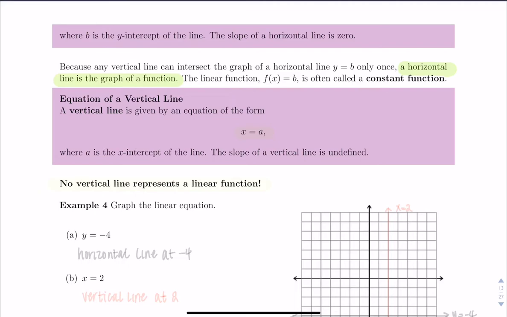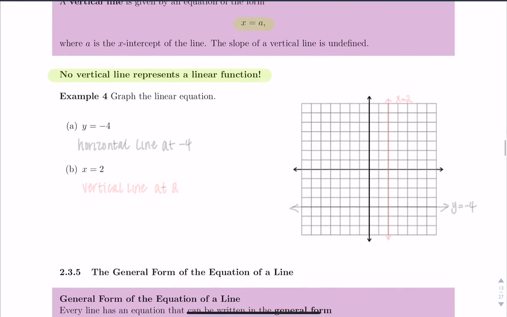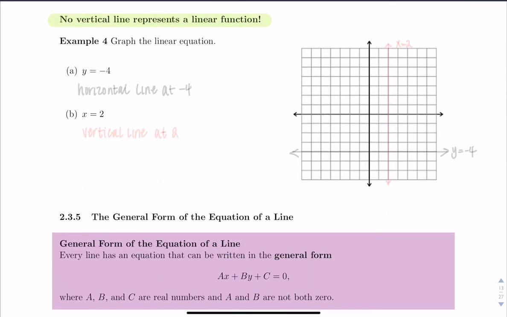A vertical line is given by an equation of the form x equals a, where a is the x-intercept of the line and the slope of a vertical line is undefined. No vertical line represents a linear function. Horizontal and regular lines do, but vertical lines do not. So let's go ahead and graph our 2 lines here. y equals -4. So this is a horizontal line at -4.